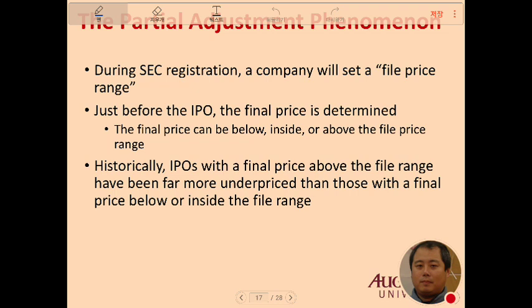Historically, IPOs with a final price above the file range have been far more underpriced than those with a final price below or inside the file range. So it means that if the IPO price is higher than the range, it was very wrongly evaluated during the SEC registration. So IPO underpricing is more serious.